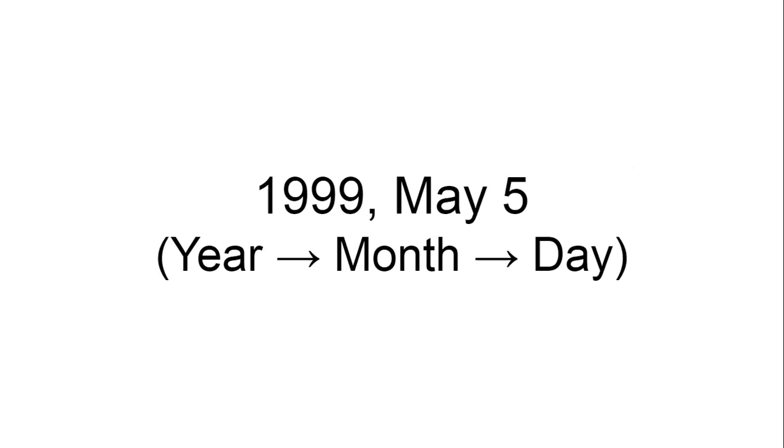So again, rule 1 wants us to rearrange the time elements. So our example now becomes 1999, May 5. Then applying rule 2, the year 1999 becomes 1999 year. Then the month May becomes 5 month or 5月. And lastly, the day 5 becomes 5 day or 5日.